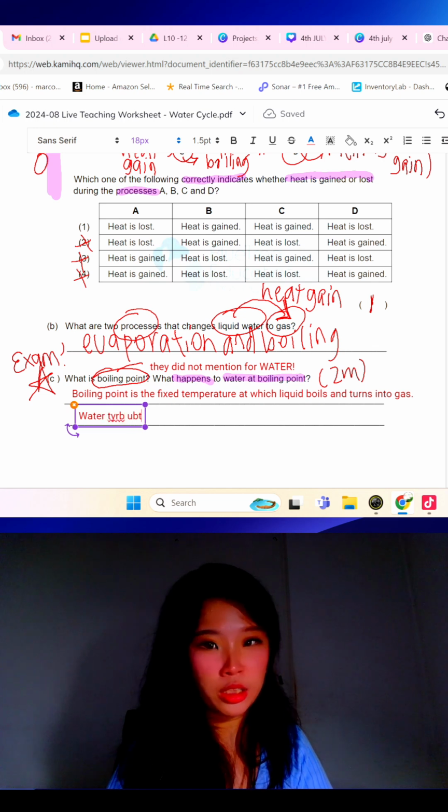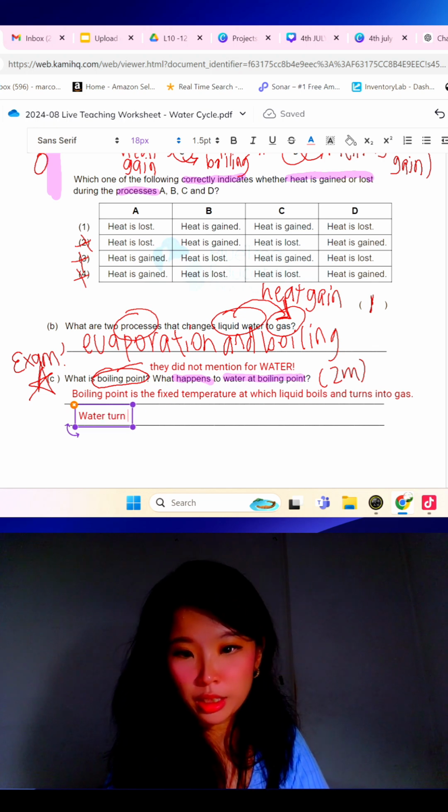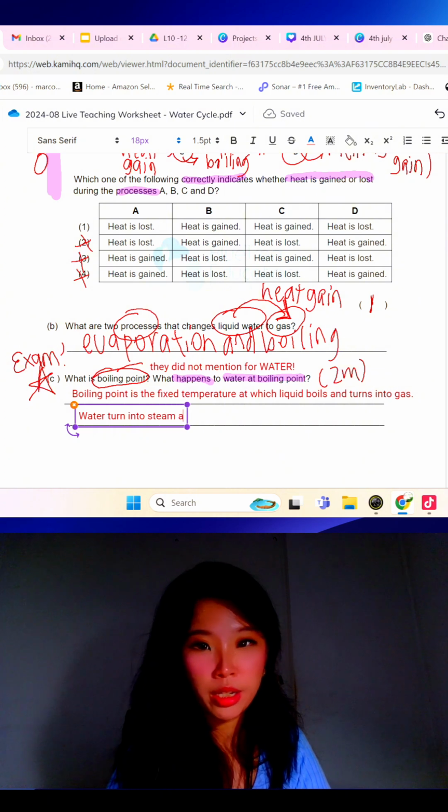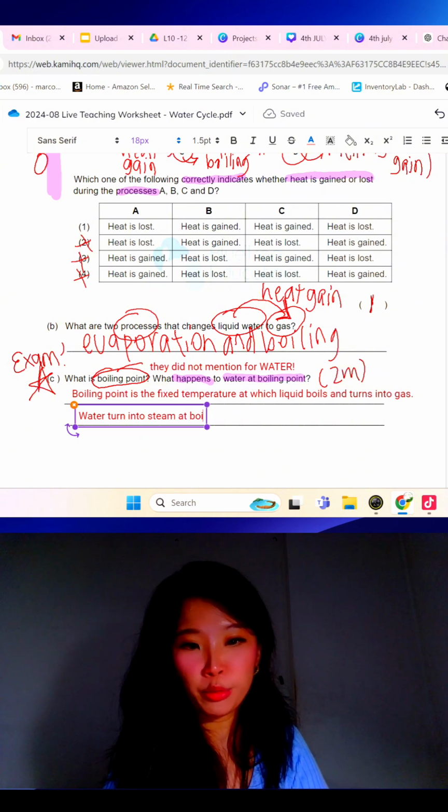So what happens? Water turns into steam at boiling point.